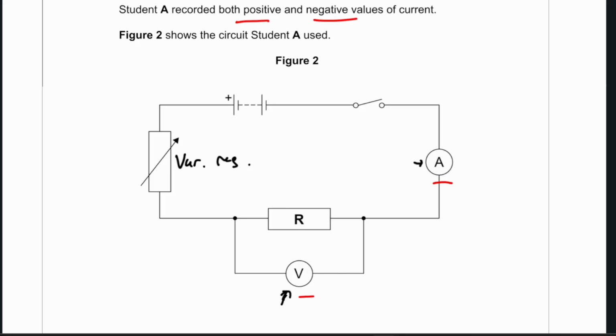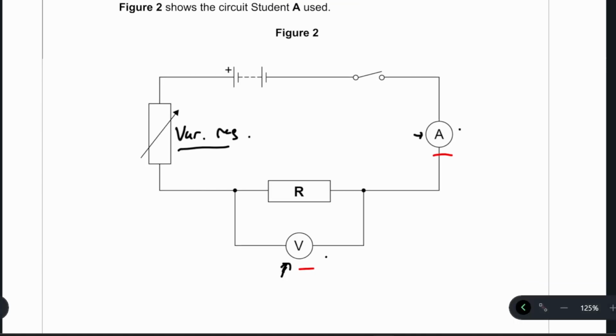So when we change this variable resistor, that's going to cause the current in our circuit to change, which is then going to have an effect on the voltmeter reading over here. So then you change the variable resistor and you take another reading of current and potential difference, and you repeat that process over again to get a range of values for both the current and potential difference. And you will get both positive and negative values.